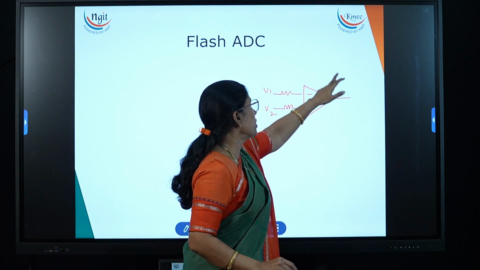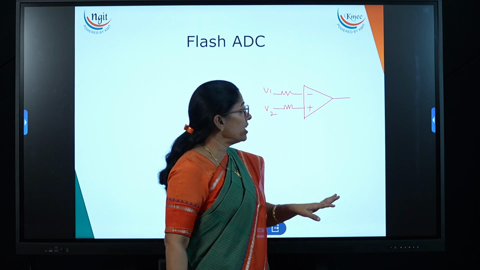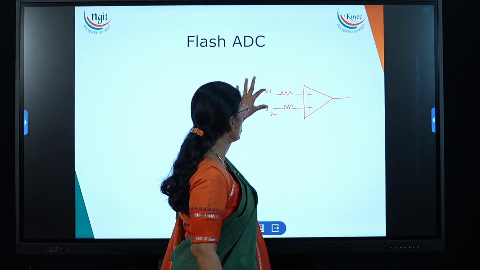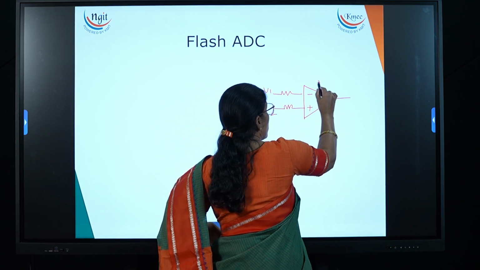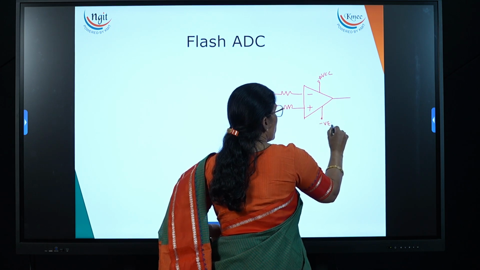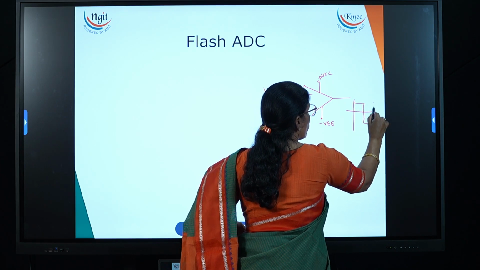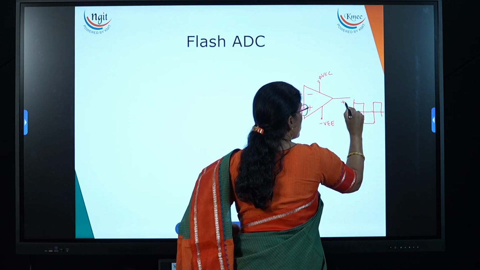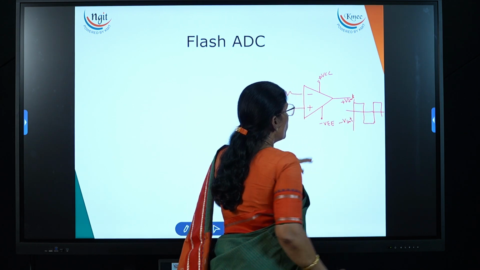If the feedback is not connected to the negative terminal, what is the gain? Gain is infinite. So gain is infinite means it will compare these two voltages and it will give the output. Now if this is plus VCC and here it is minus VEE, then my output will swing between plus VSAT to minus VSAT. Now this is the plus VSAT and this is the minus VSAT.